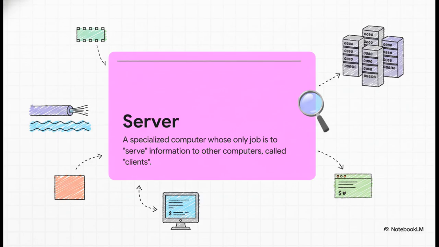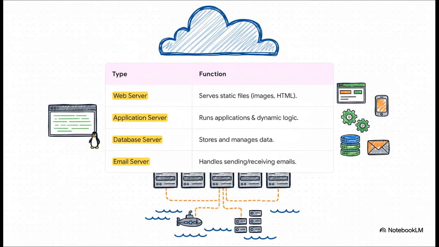Well, you've got servers. The analogy is perfect. Just like a waiter at a restaurant serves you food, a computer server's only job is to serve you information. And your phone, your laptop, that's the client asking for the meal. And, sticking with that restaurant analogy, just like you have different staff, chefs, hosts, waiters, you have different kinds of servers. Each one has a really specific job, whether it's handling web pages, running an application, or managing your email.